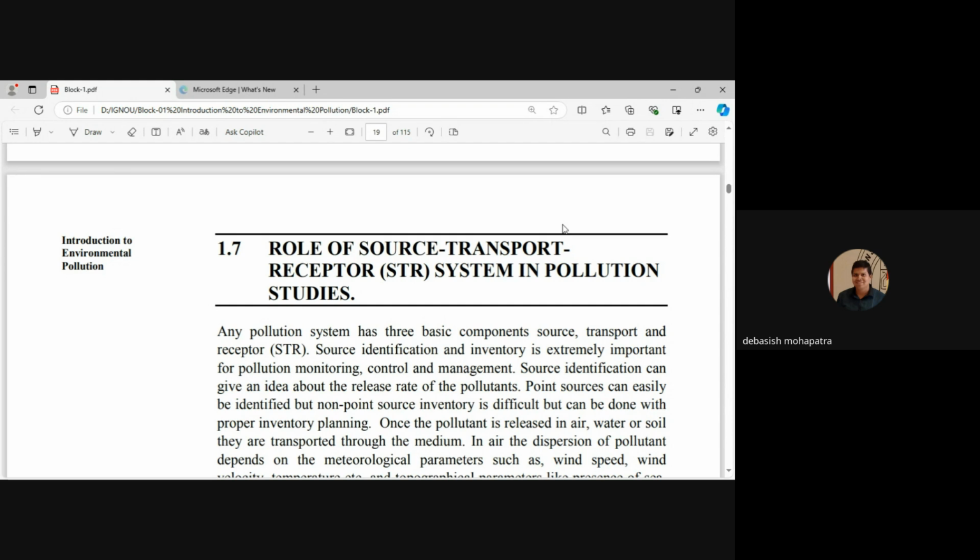This I have already told before. A point source of any pollution can be easily known because it is appearing in front of your eyes, but for non-point sources, you never know how many non-point sources are there for the same pollution. But nowadays it can also be done.